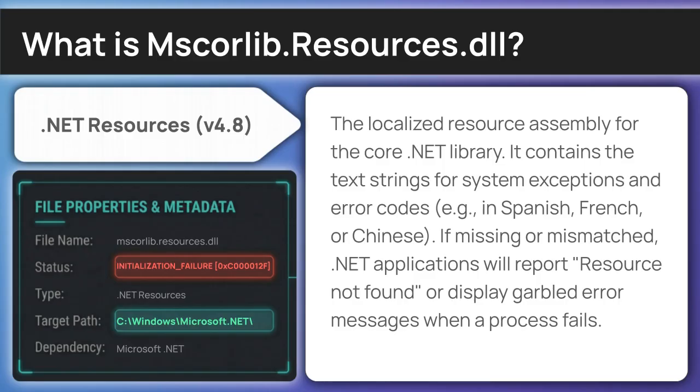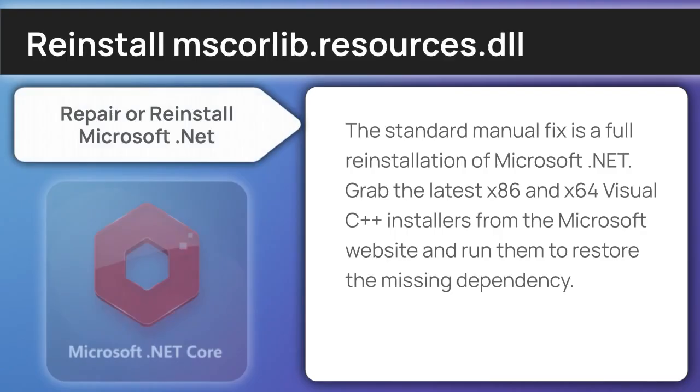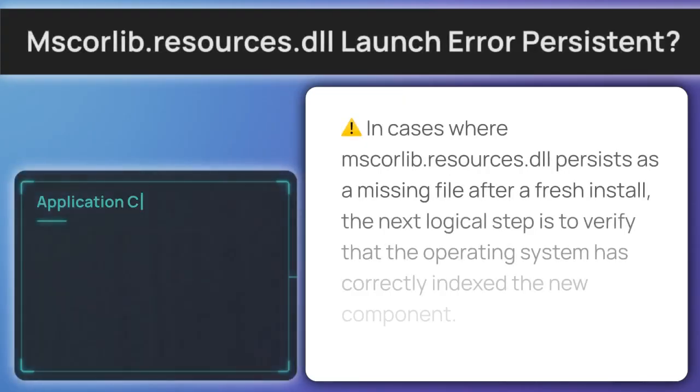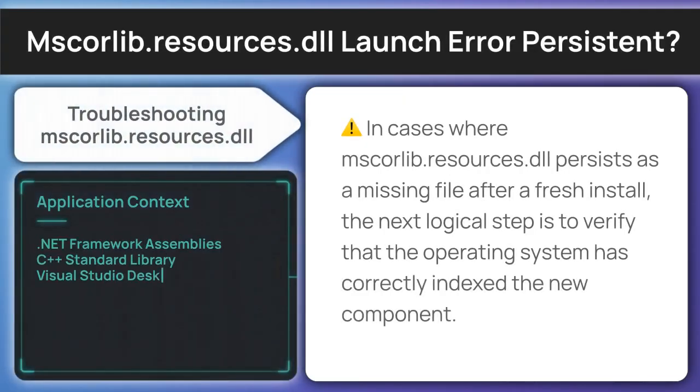With that background out of the way, here is how we actually restore the missing component. The standard manual fix is a full reinstallation of Microsoft .NET. Grab the latest x86 and x64 Visual C++ installers from the Microsoft website and run them to restore the missing dependency.